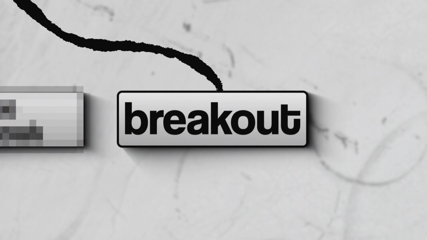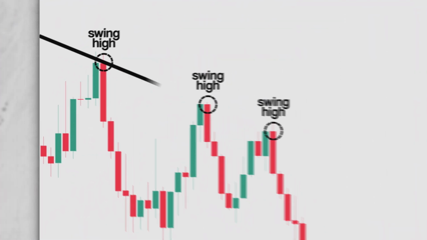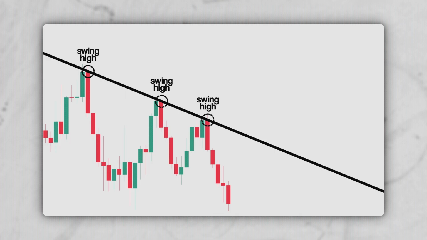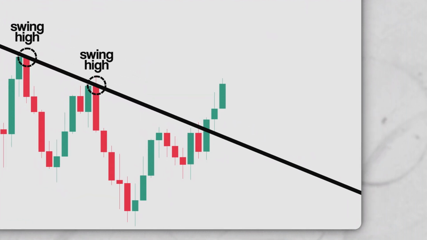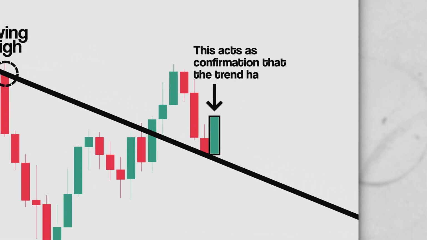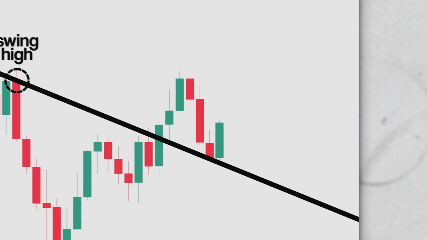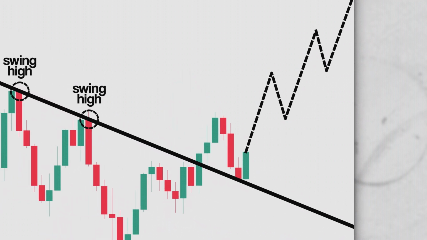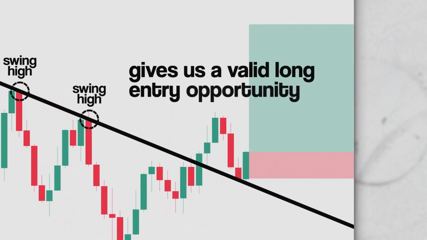The second scenario is less common, but often more powerful. It is a break of the trend line followed by a trend change. On this chart, we can see multiple swing highs forming a descending trend line. However, the next price move breaks this trend line with several strong bullish candles. After the breakout, price pulls back to the trend line, and at the end of the move, we see a bullish candle closing higher. This acts as confirmation that the trend has changed. This scenario signals a high probability of bullish continuation and gives us a valid long entry opportunity.